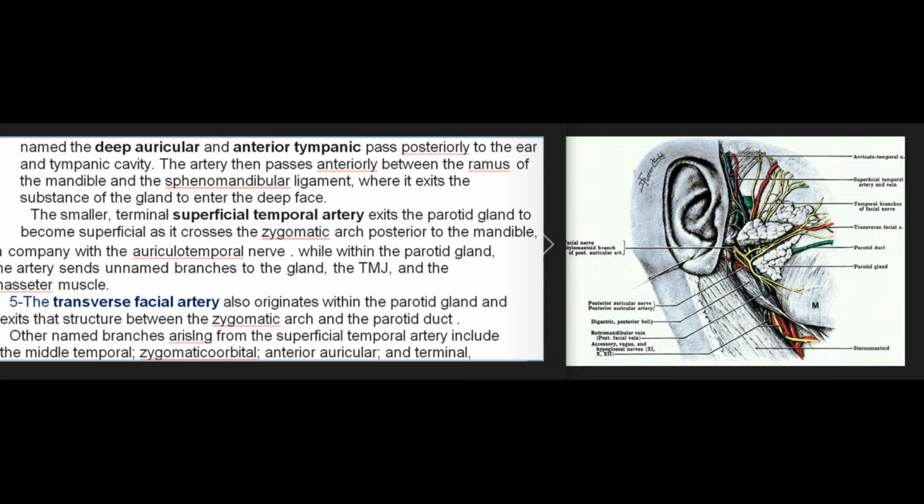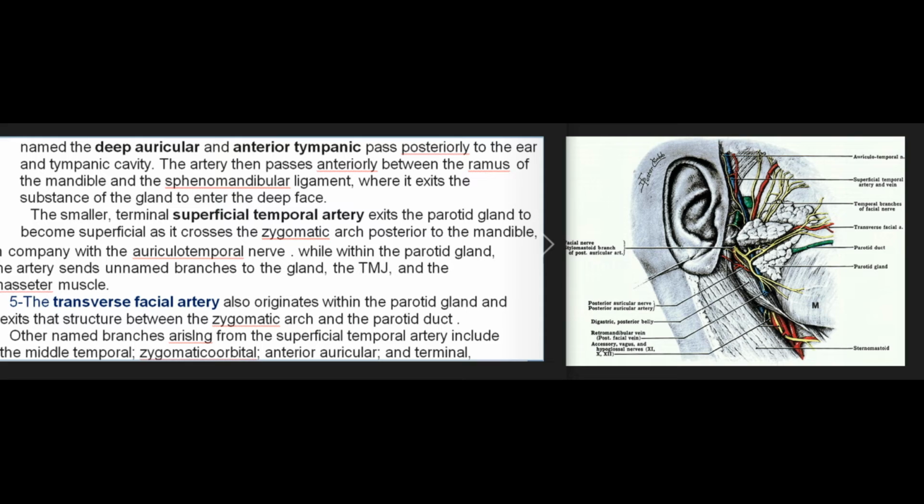The smaller, terminal superficial temporal artery exits the parotid gland to become superficial as it crosses the zygomatic arch posterior to the mandible, in company with the auriculotemporal nerve. While within the parotid gland, the artery sends unnamed branches to the gland, the TMJ, and the masseter muscle.